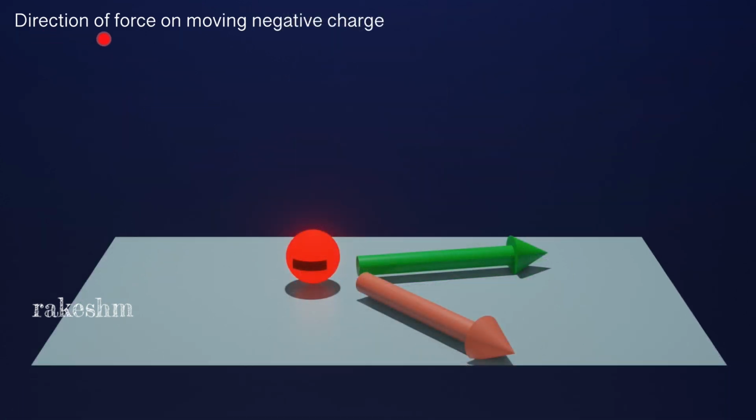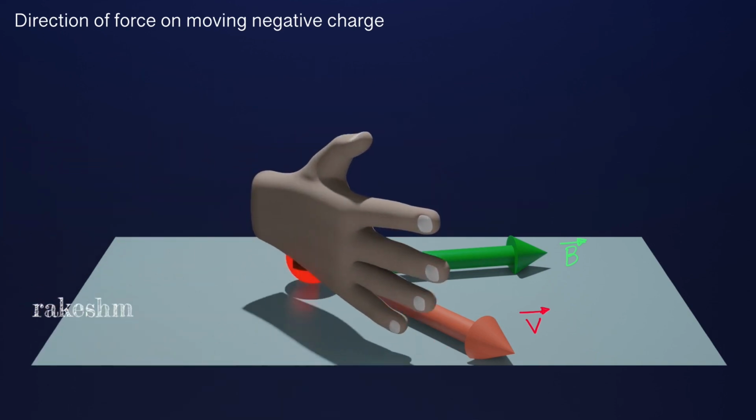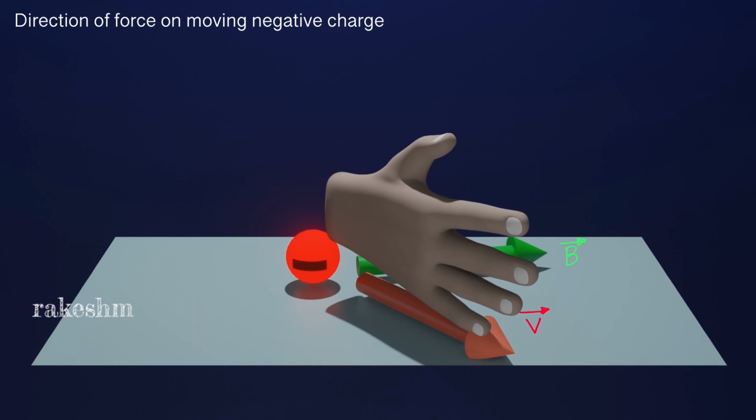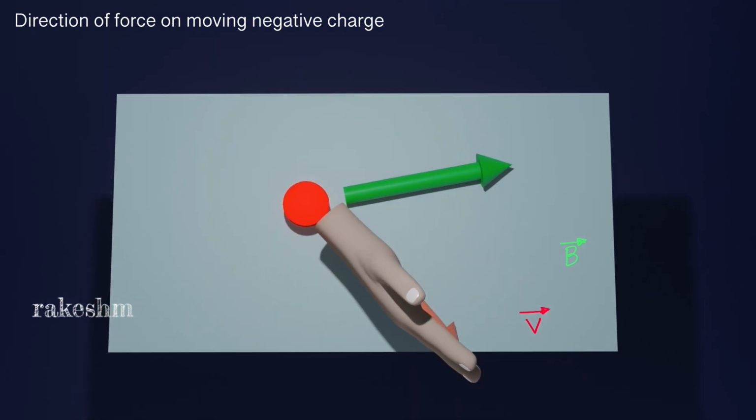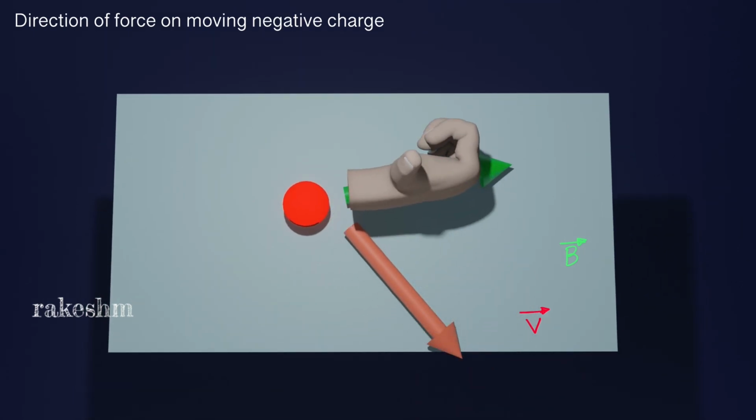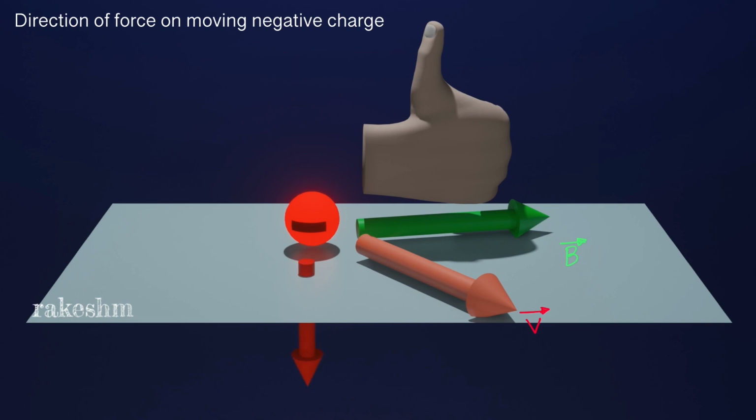Next, let us look at the direction of force on a moving negative charge. This is a negative charge, this is its velocity vector and this is the magnetic field vector. Point your right hand in the direction of its velocity vector. Curl your fingers in the direction of B vector. The force on this negative charge is exactly opposite to the direction shown by the thumb.